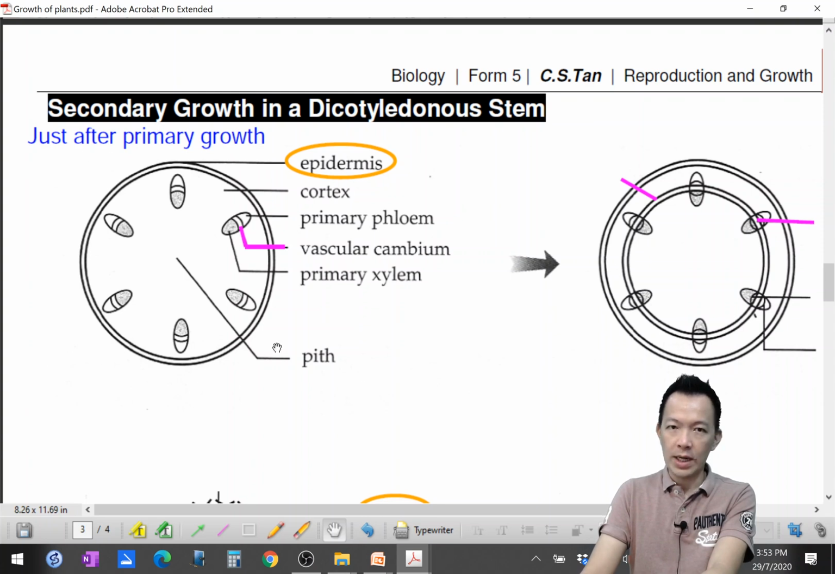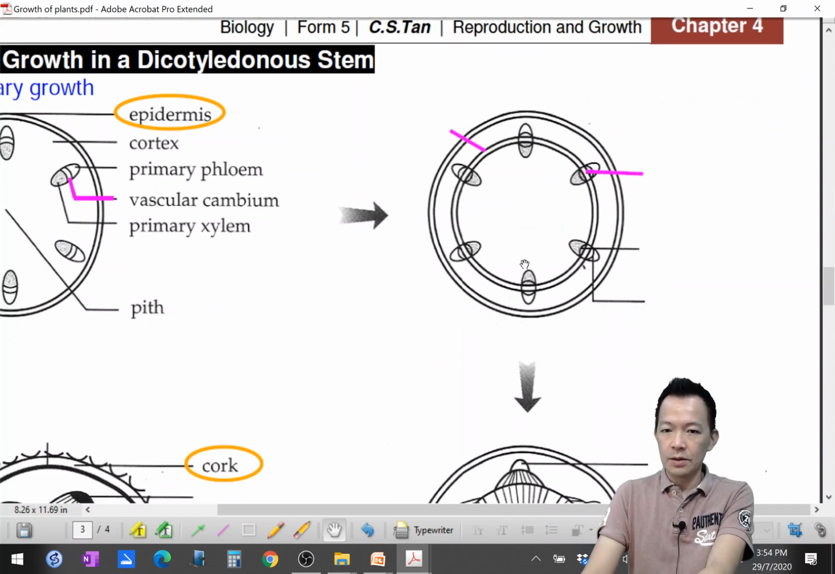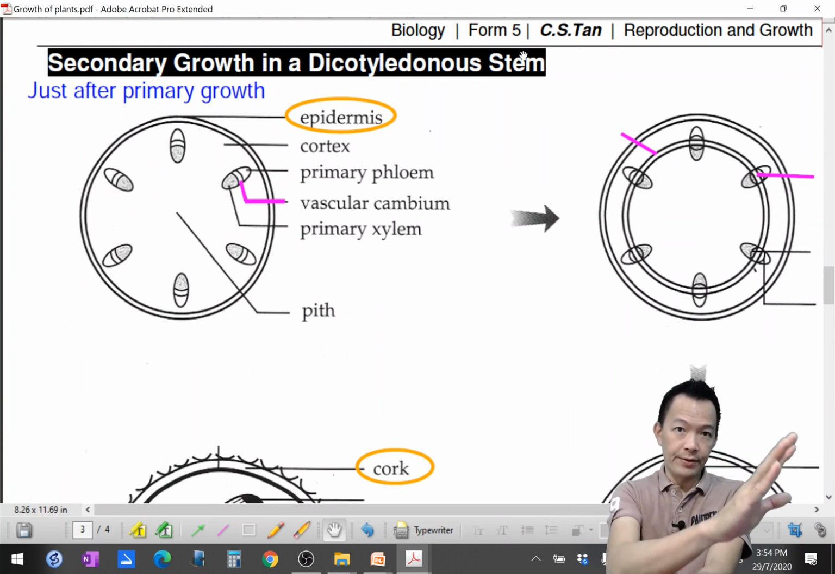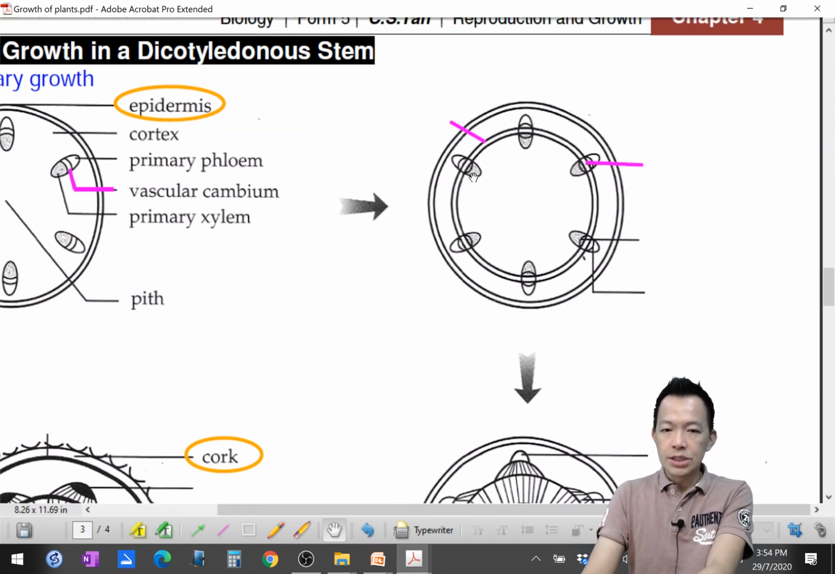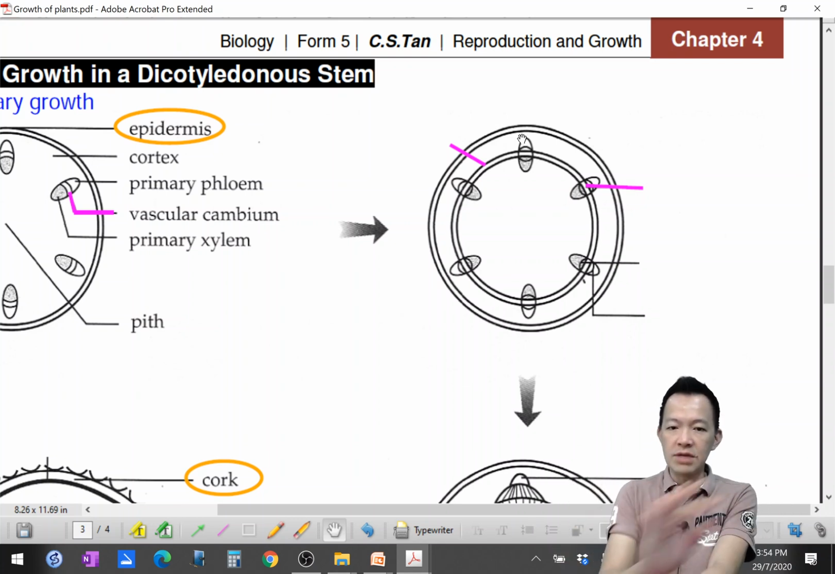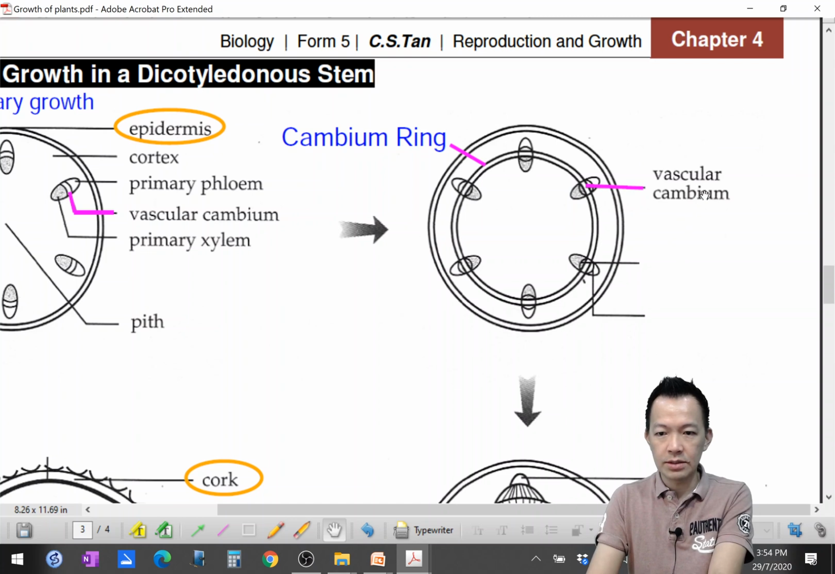So this is what happened at the beginning, just after the primary growth. It only has these simple tissues. And after a while, 1 day, 2 days, after they start the secondary growth, what happens? If you talk about the stem, it is different from the root. The vascular bundles' vascular cambium are going to join together and become a ring. This is not available for the root. So they become a cambium ring. The center is still the vascular cambium.